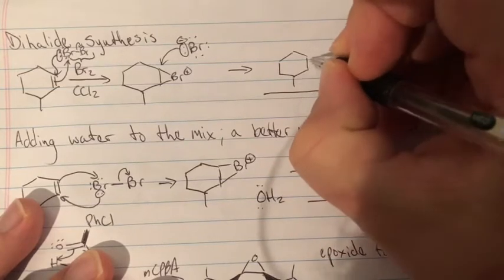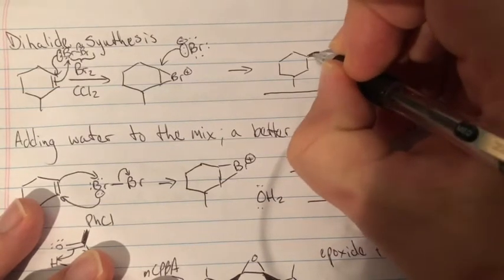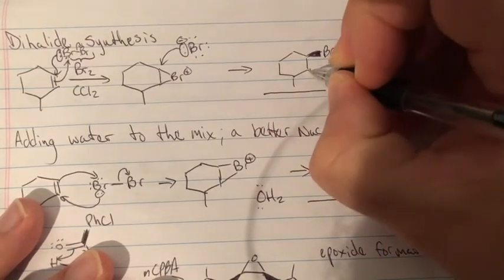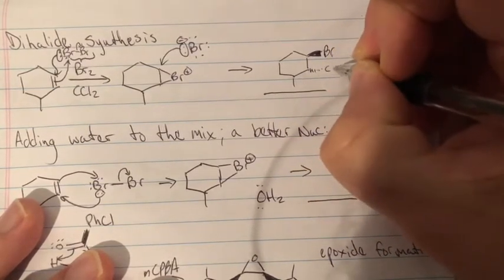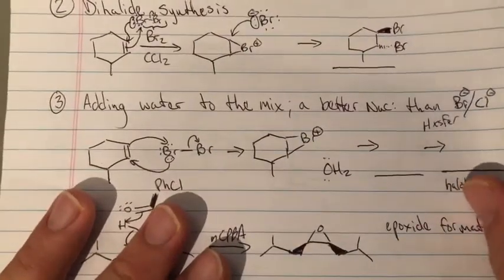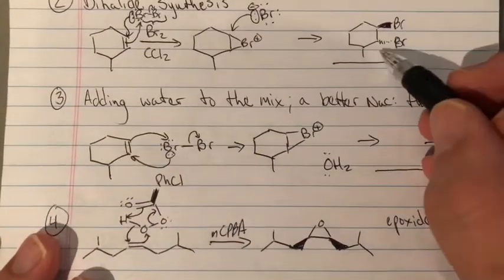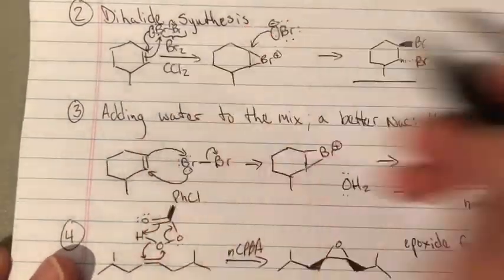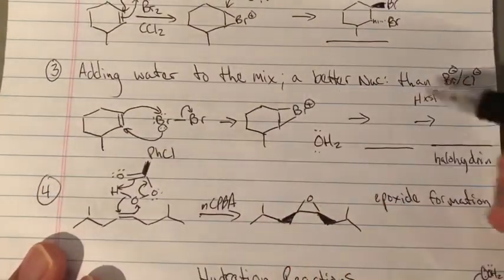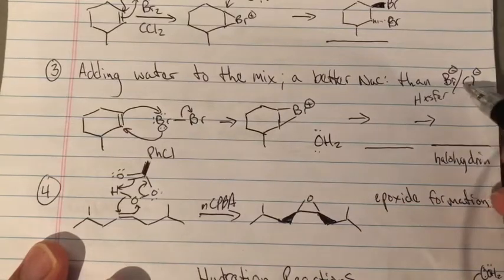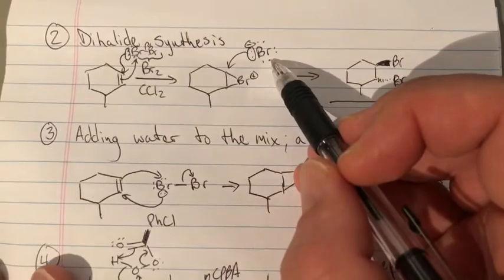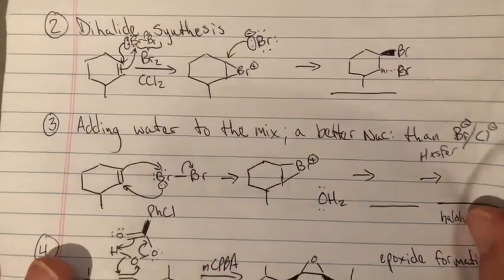Okay, so you're never going to get a syn addition with this dihalide formation. Almost drew chlorine there. Okay, so this is a product you would expect adding Br2 to the alkene. All right, number 3, adding water to the mix. So it's a better nucleophile than Br minus or Cl minus, like what we have in this particular second part of the synthesis.